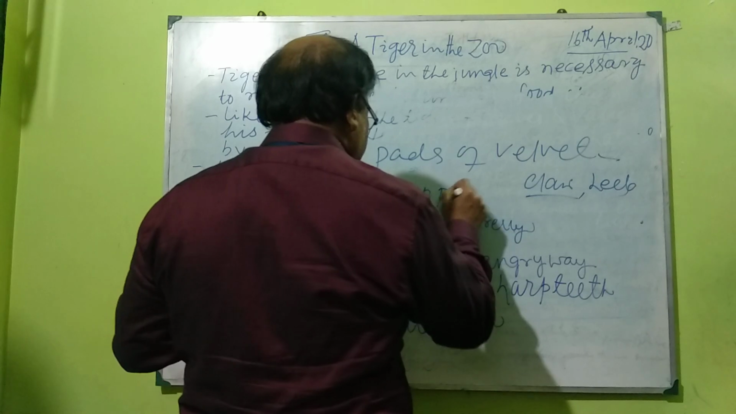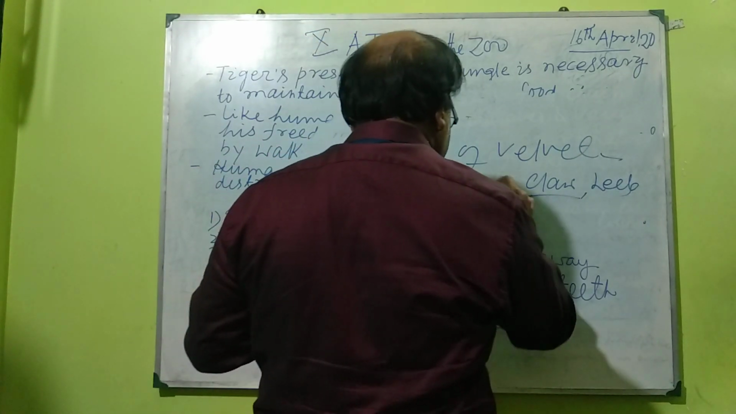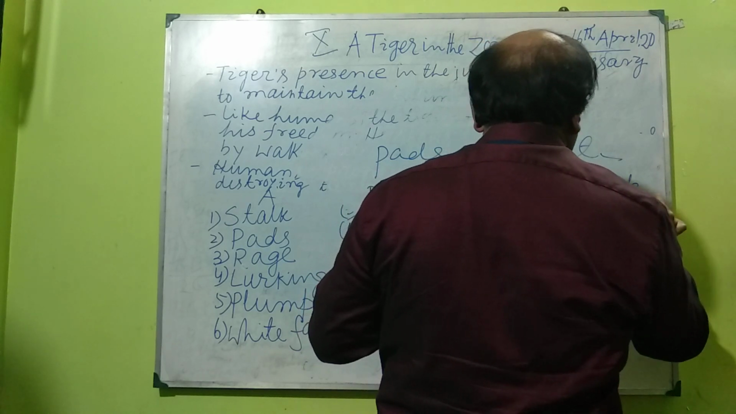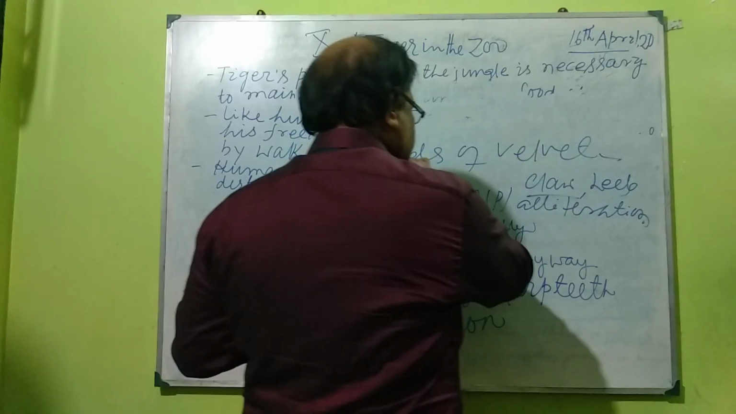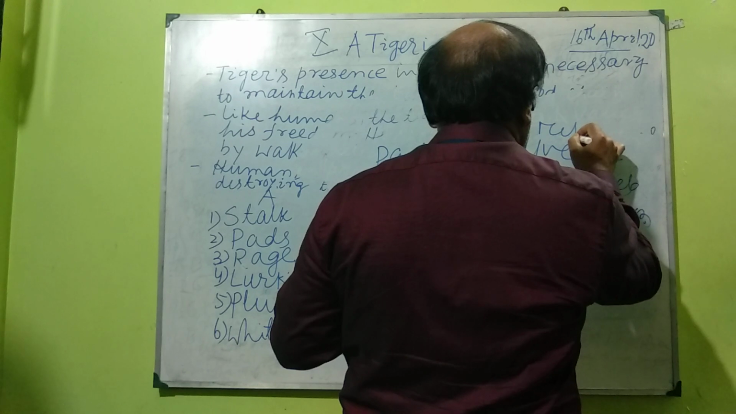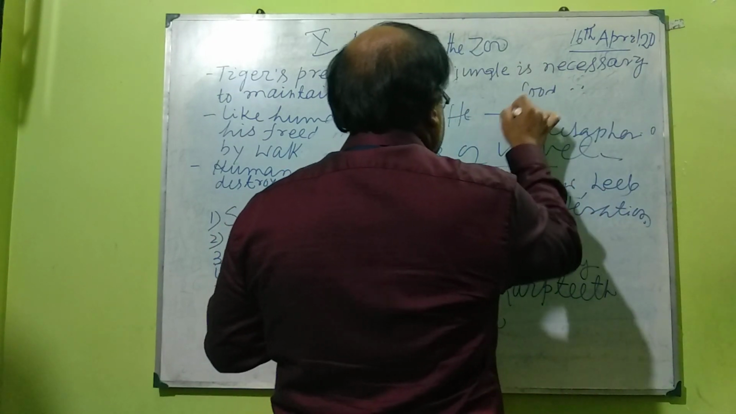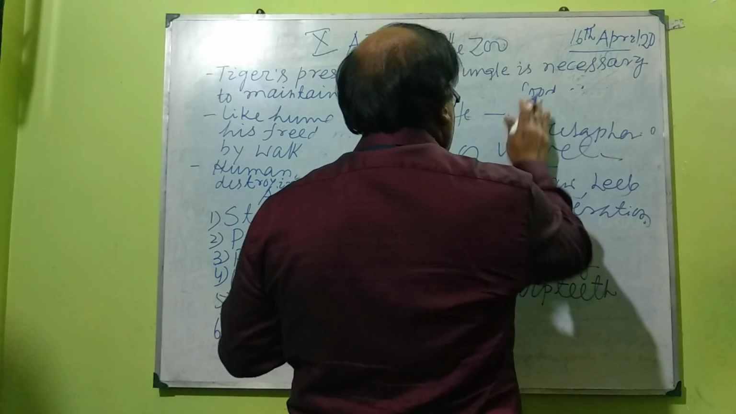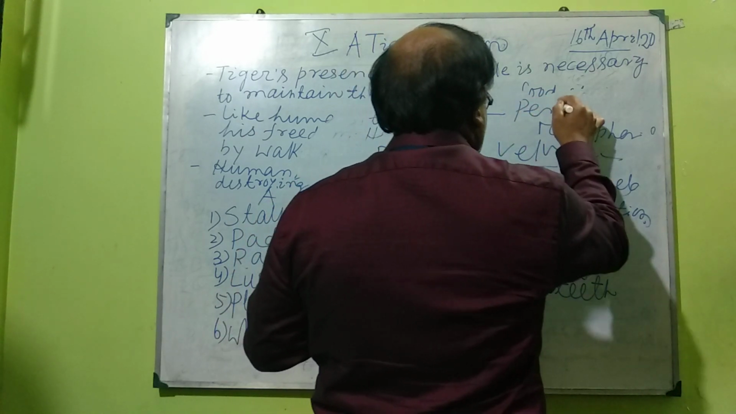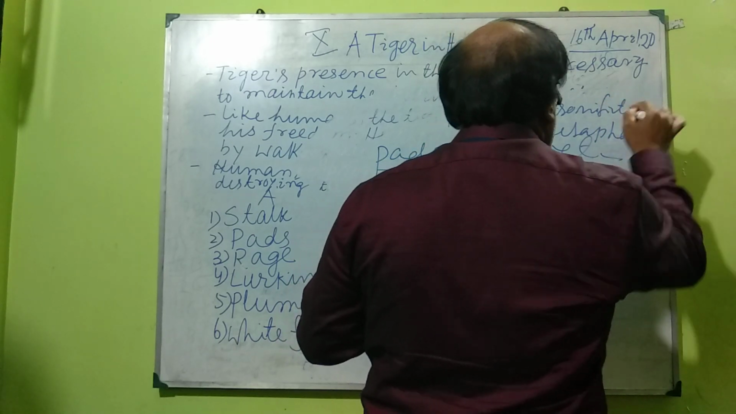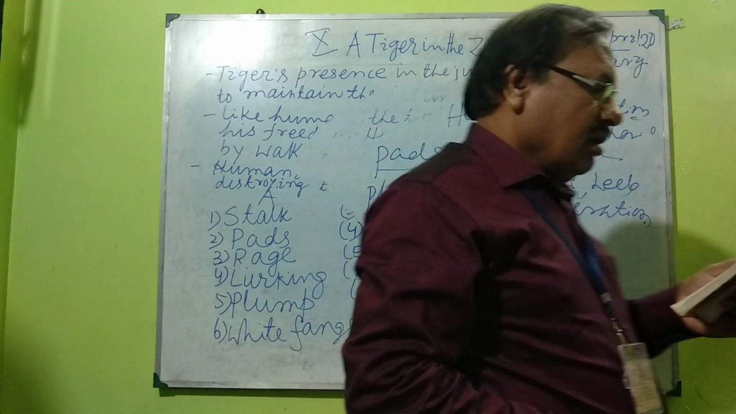P-L-U-M-P. Plump and pass. The P sound is repeated, so it is alliteration. And this is metaphor. He is alliteration. Personification, because we have used "he" for the tiger.